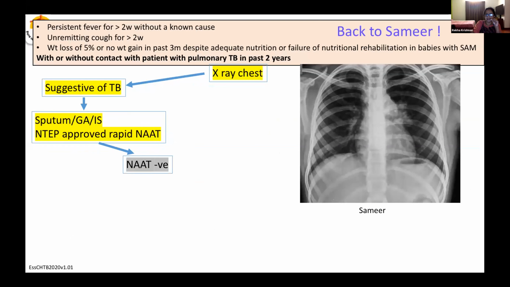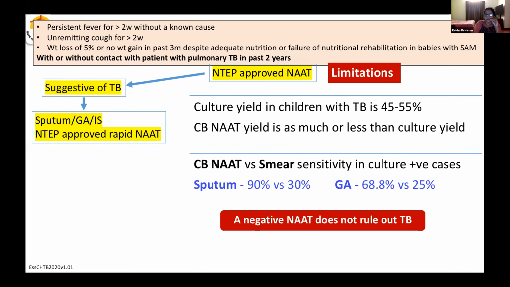And our patient was NAT negative, and that does not mean that he does not have tuberculosis, because the limitation is that even culture yield in children with tuberculosis is around 50%, half. And CB-NAT yield is as much as or less than culture yield. Hence, even a negative NAT does not rule out tuberculosis. PGs can remember these percentages. CB-NAT for sputum and gastric aspirate, the detection positivity in culture positive cases is around 90% and 68%, whereas for smear it is 30 and 25 respectively. So a negative NAT does not rule out tuberculosis.